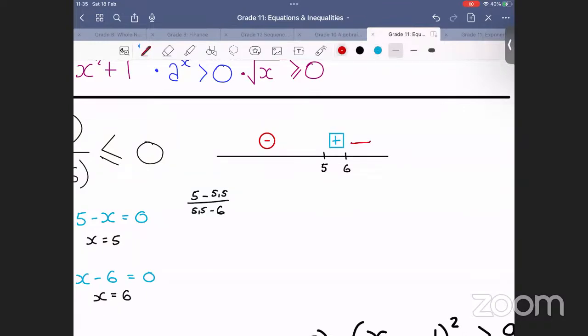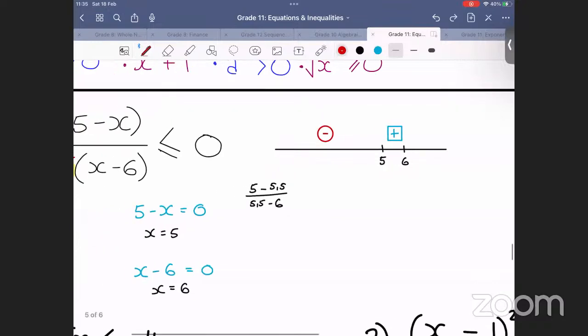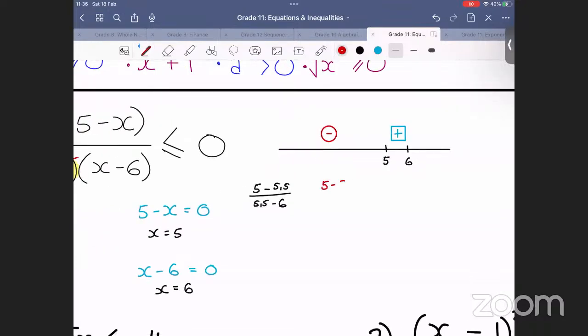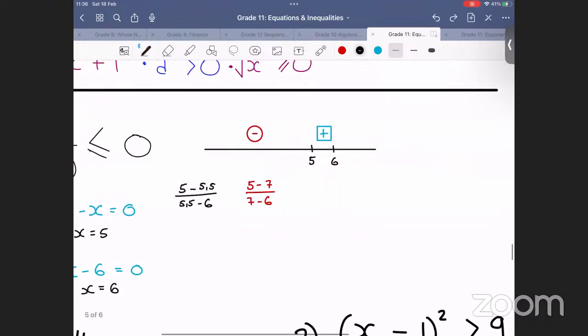Then I can substitute something after 6. So I'm going to take 7. 5 minus 7 over 7 minus 6. And that is giving me negative over positive, which is a negative. So this region after 6 is also negative.